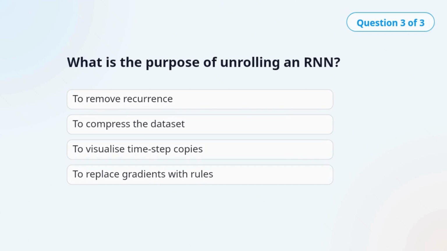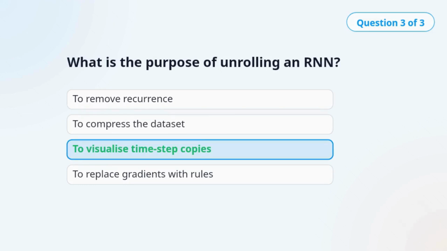Question 3. What is the purpose of unrolling an RNN? The correct answer is to visualize time-step copies. Unrolling shows the repeated network across time and helps explain how training works through BPTT.